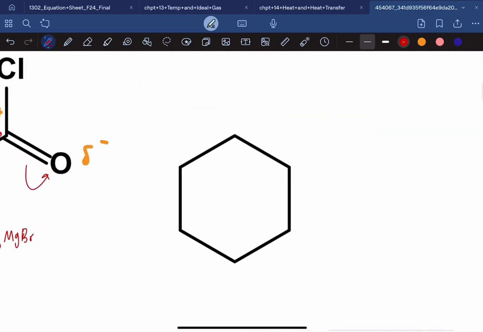Okay, so then by process of elimination, you know this is the answer. But let's just draw in our hydrogens, right? So we have H's here. Well, let's be consistent, actually. H.